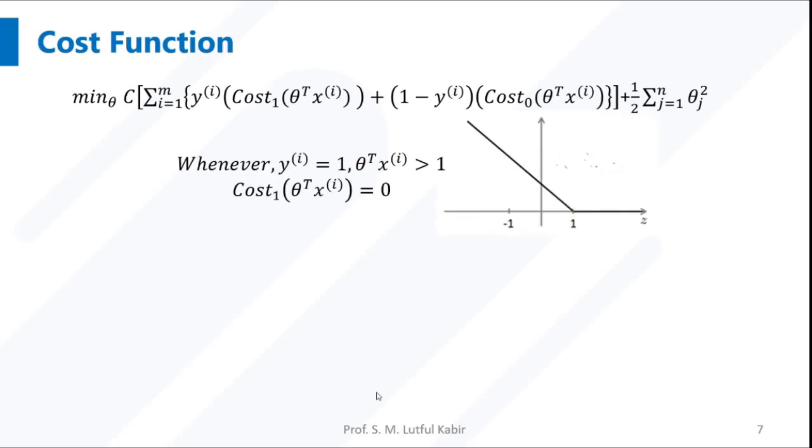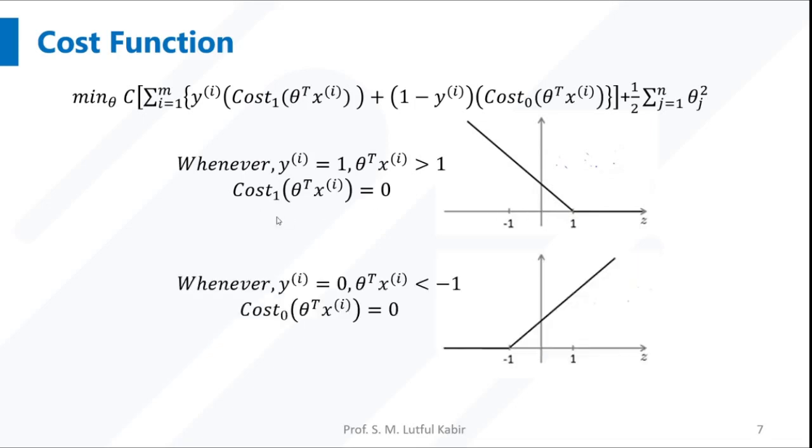So this is our discussion that we made. We have to be very careful about writing the equation: θᵀx greater than 1, not greater than 0, and then the cost function will be 0. And if θᵀx is less than minus 1, that means in this region the cost will also be 0. So in both cases, if you want to make the cost minimum, that means if you want to make the cost 0, our objective will be to make this θᵀx lie in this region or in this region.